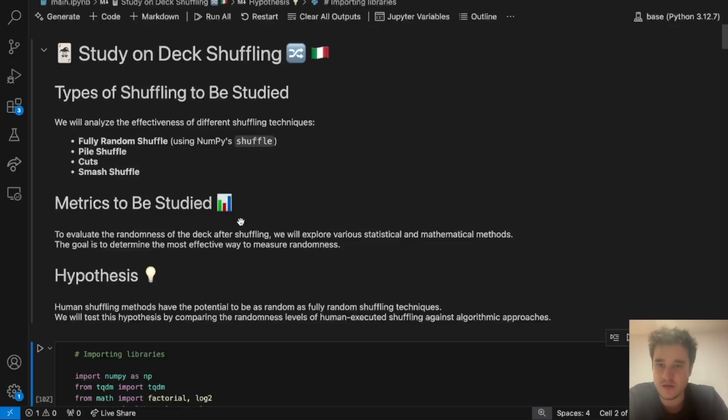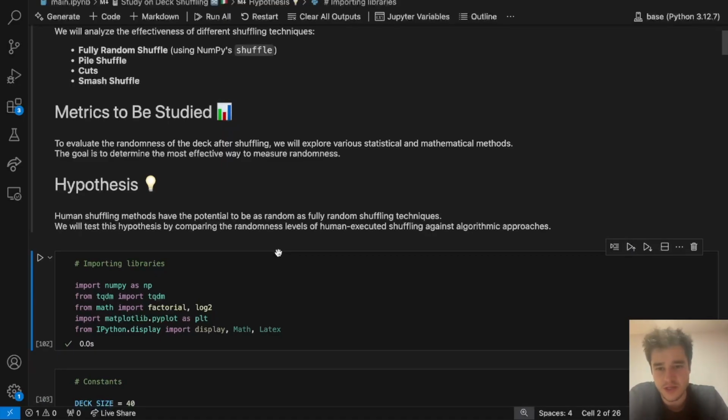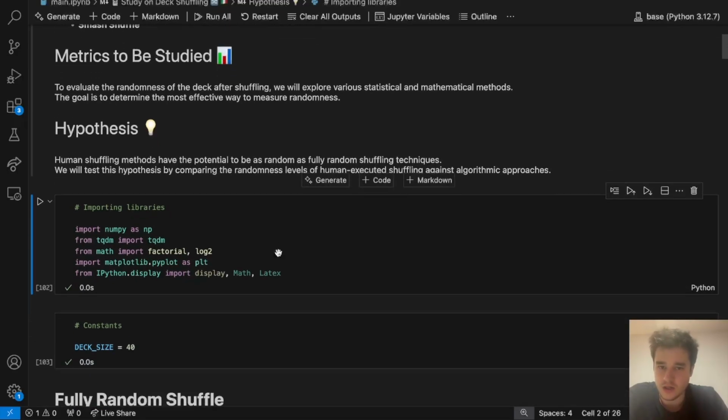So basically, we need to study shuffling and the types of shuffling. There's pile shuffle, cuts, and smash shuffle. I didn't know this prior to talking to Chess, but apparently smash shuffling is when you smash one part of your deck into the other. Then there's pile shuffling, so that's splitting cards into 8 or 4 piles, and then there's just cuts, right? And then there's fully random, which can be computer generated. So what do we want to study? We want to study randomness after shuffling for each of these techniques. And then of course the hypothesis would be that we as humans can shuffle as close to what the computers can.